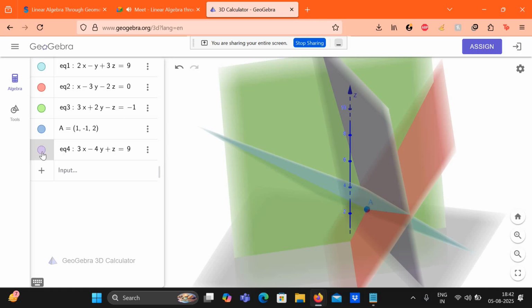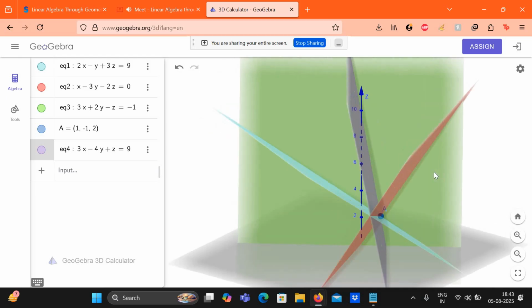Now, the point that I was trying to make is, what happens if I add two of these equations? That's what this equation 4 actually represents. I'm adding equation 1 and equation 2 and getting this equation 4. Notice how 2x plus x equals 3x, minus y minus 3y equals minus 4y, and 3z minus 2z equals z. And 9 plus 0 is 9. This is exactly the purple plane here.